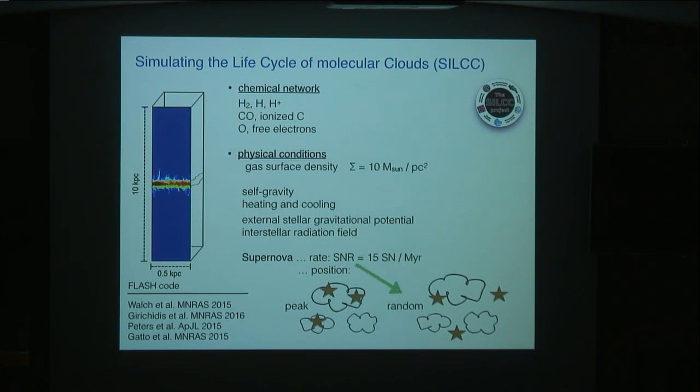We know the gas surface density. According to the Kennicutt-Schmidt relation, we can calculate how many stars we expect to form, and every hundredth solar mass will explode in a supernova. So for a gas surface density of about 10 solar masses per square parsec, we end up with a supernova rate of about 15 supernovae per megayear. What we can change between the different simulations is the positions of the supernovae. For example, we can correlate them with the dense gas clouds. This is what we call peak position, and then everything explodes just there. Or we can place the supernovae randomly. That means that some of them will explode in the dense gas region and most of them in the dilute gas.